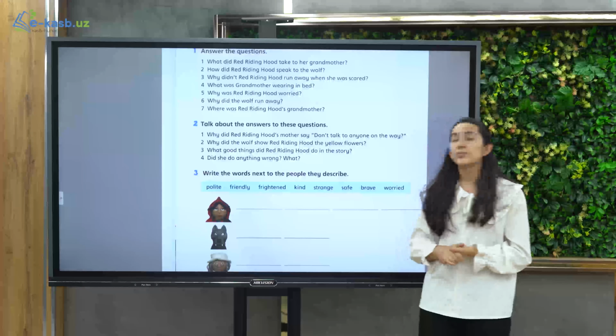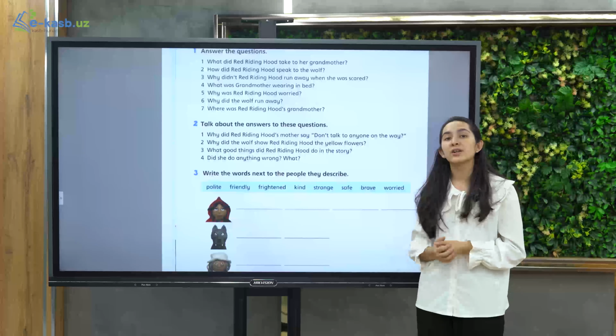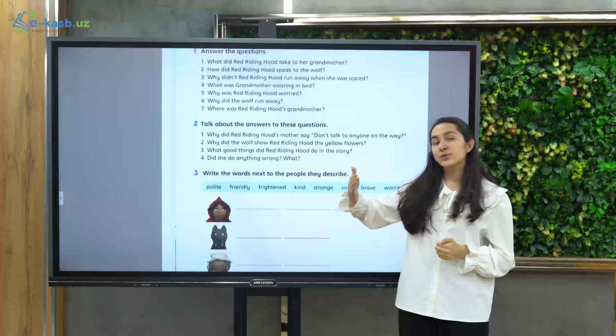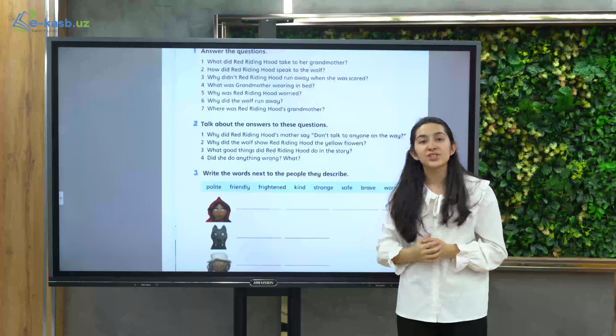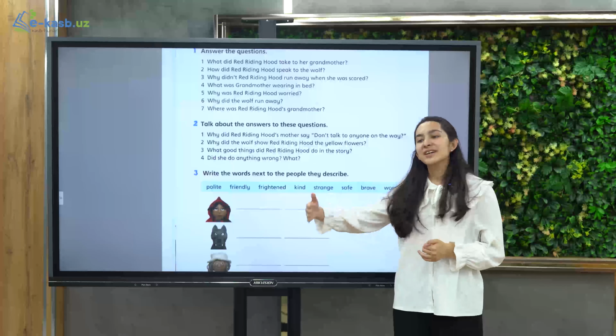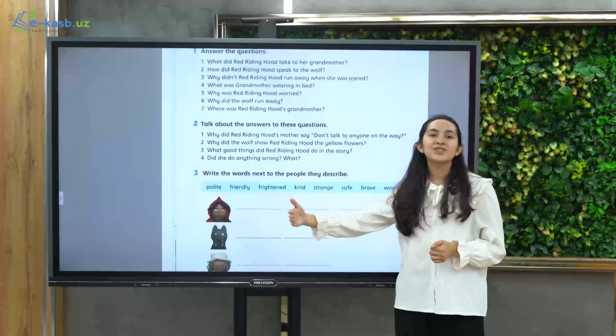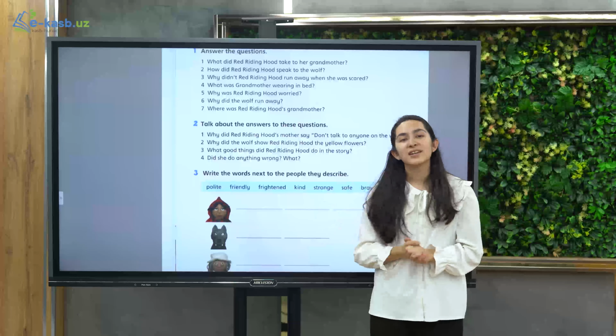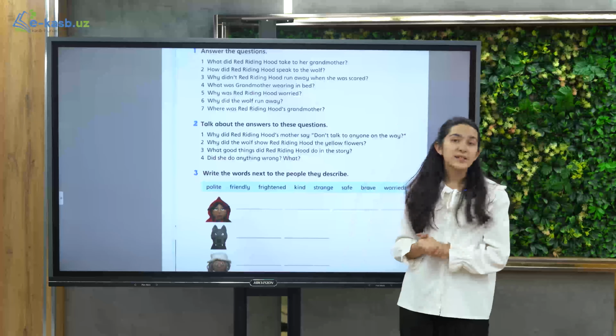Second, why did the wolf show Red Riding Hood the yellow flowers? In my opinion, from my point of view, the wolf showed Red Riding Hood the yellow flowers so that she will think that the wolf is a kind person.